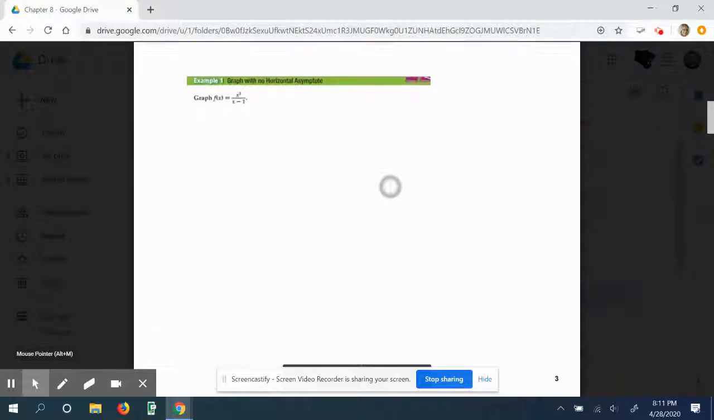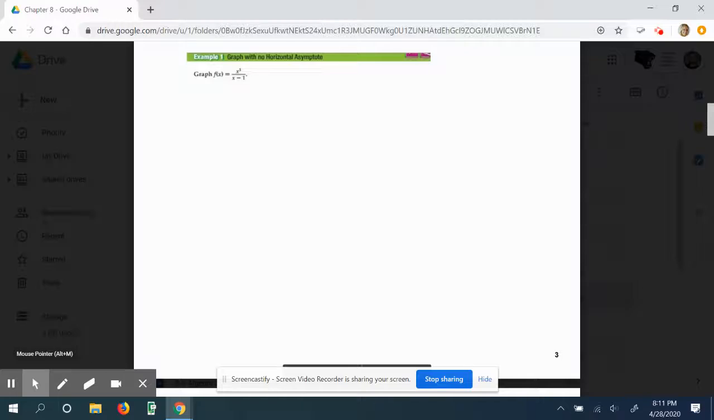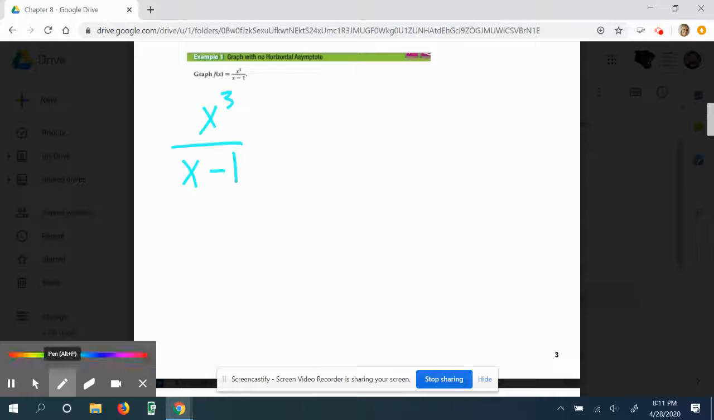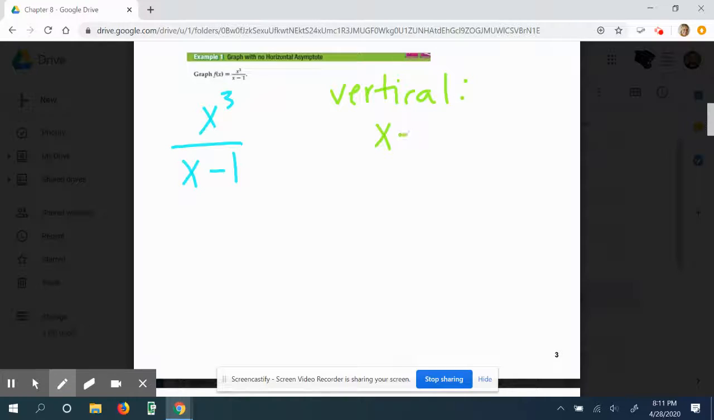Now, let's look at an example. It says graph with no horizontal asymptote. So we notice that we have x to the third over x minus 1. First thing we're going to do is find our vertical asymptote, and that is going to be when x minus 1 equals 0. So that's going to be when x equals 1, obviously because 1 minus 1 is 0.